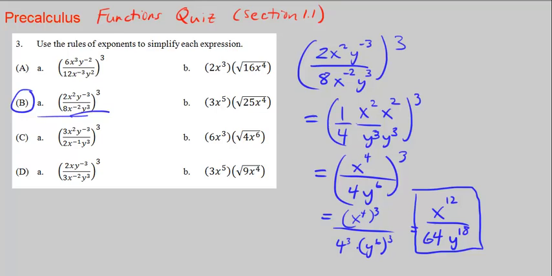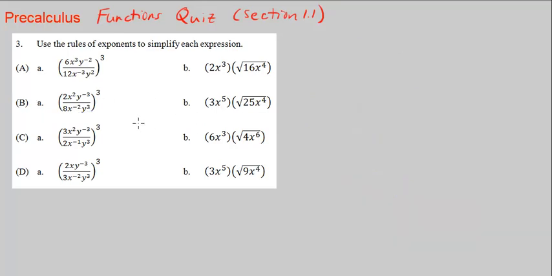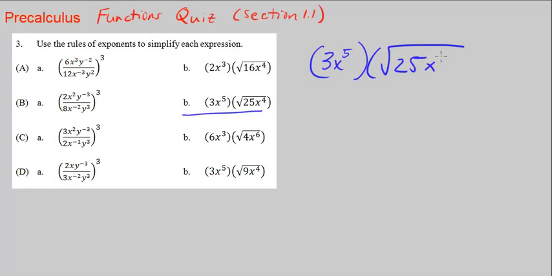Okay, so let's go on to part B of version B of the quiz. It's 3x to the 5th times square root of 25x to the 4th. So this is equal to 3x to the 5th. We know square root of 25 we can pull out and make that 5. X to the 4th, well, x squared times x squared is equal to x to the 4th, so we can pull that out of the square root.